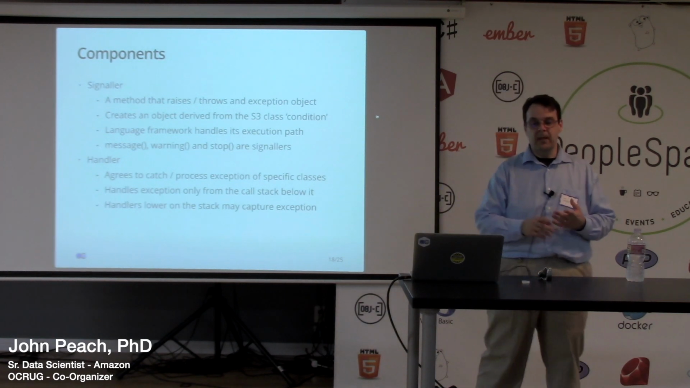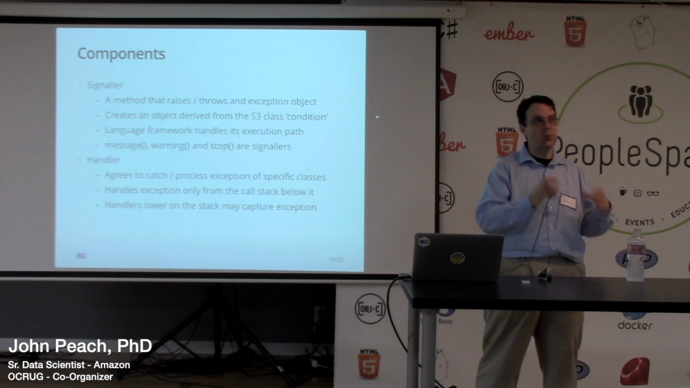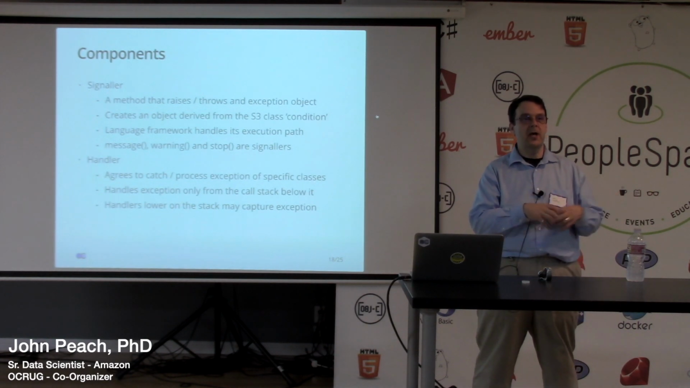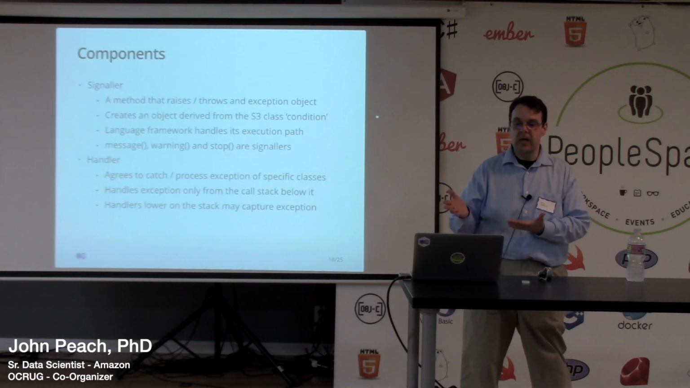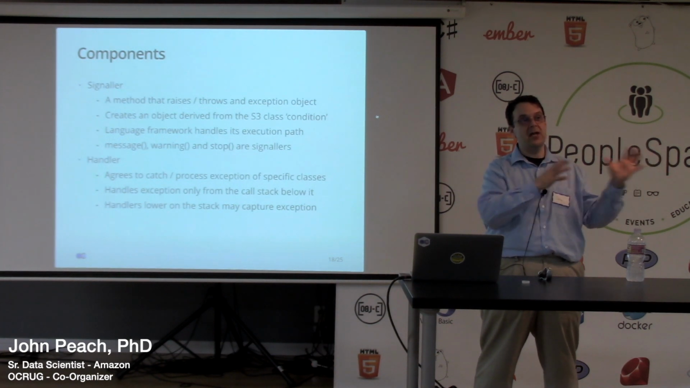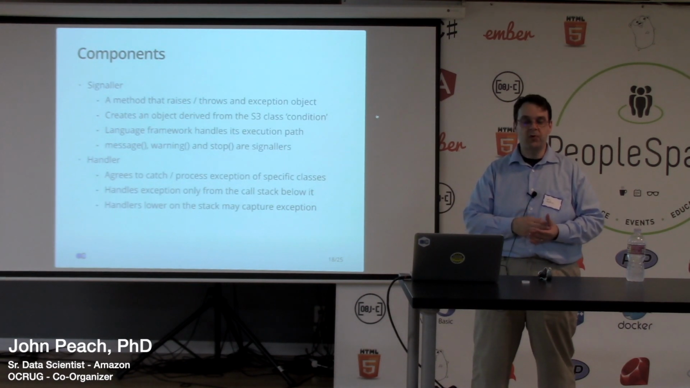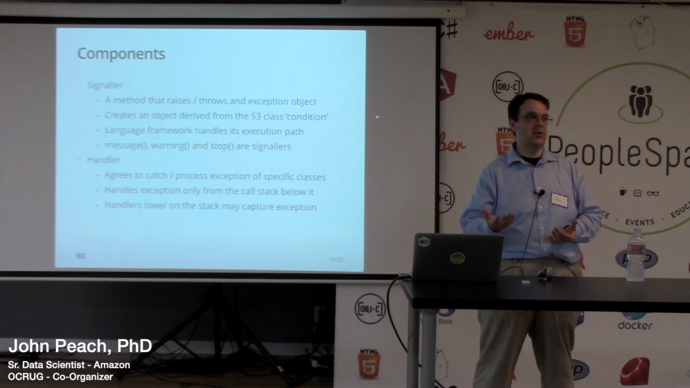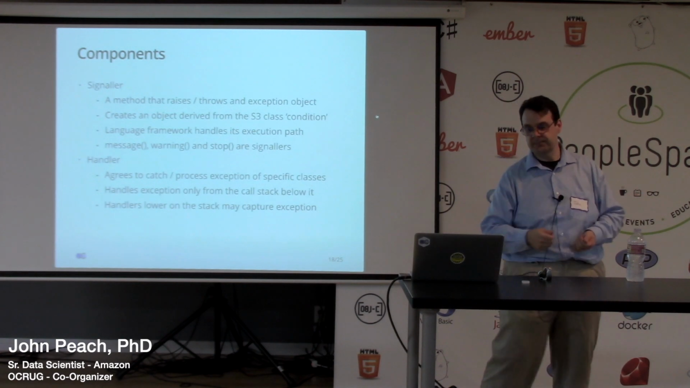So the signaler is a method that raises or throws the exception object. There's this object called a condition, whether it's a message, a warning, a stop, an error, or something that you completely make up. As long as you inherit that condition, then it's an S3 object. And then the system just handles that and knows how to pass that through your call stack for you. The handler tries to catch the condition, and the handler is specific to the type of message that you have. So you would have a handler for message and a handler for warning, or if you want a handler for John and you're throwing a condition John, you can do that too.